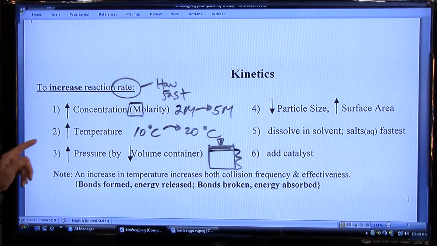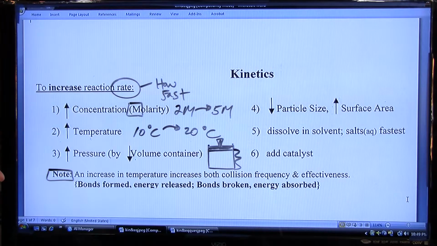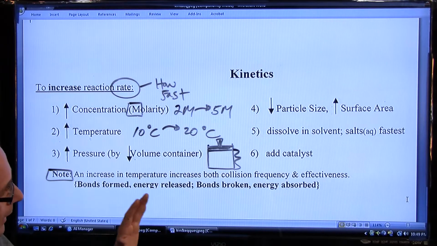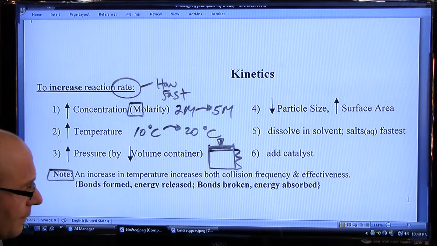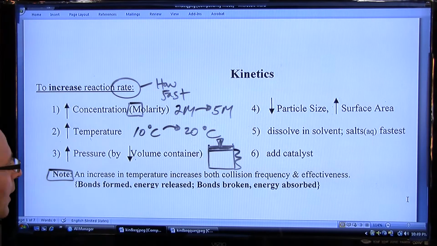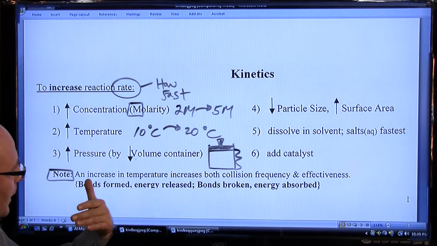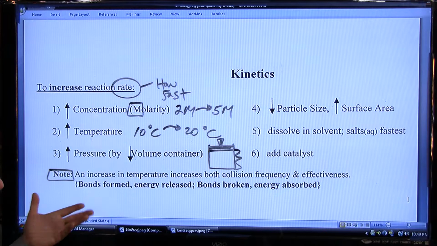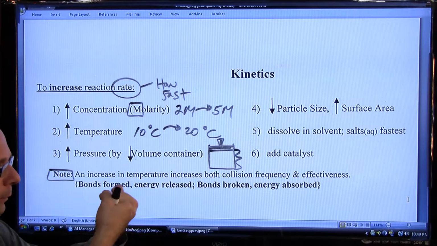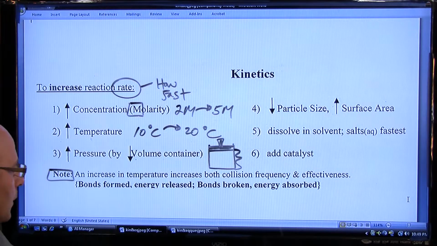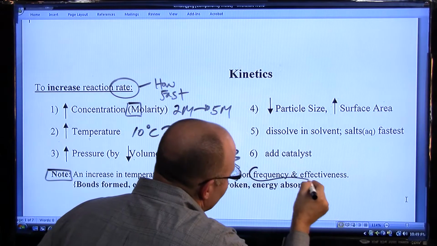Note that you should have here for temperature is that an increase in temperature increases both collision frequency and effectiveness. The frequency is the number of collisions per second, and an effective collision is a collision that produces product. So the reason why it increases effectiveness is because the increased temperature provides thermal energy so that when the particles collide, they not only collide more frequently, but they also collide with greater force. All right, so that's a good thing to keep in mind. The frequency and the effectiveness.